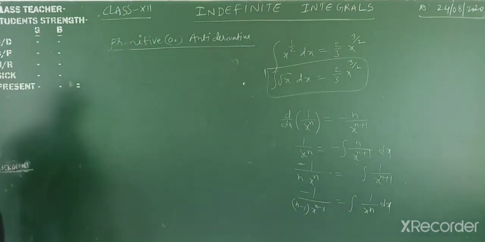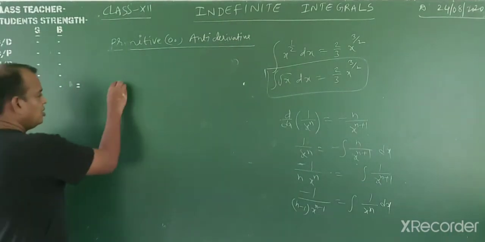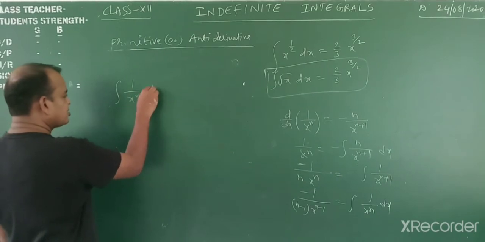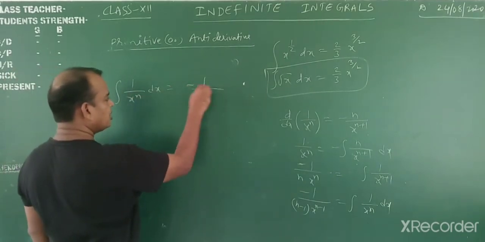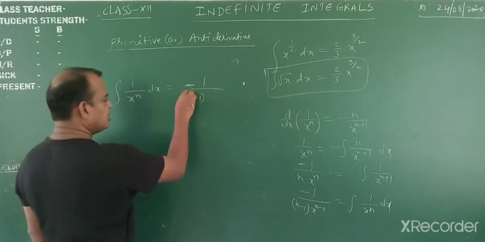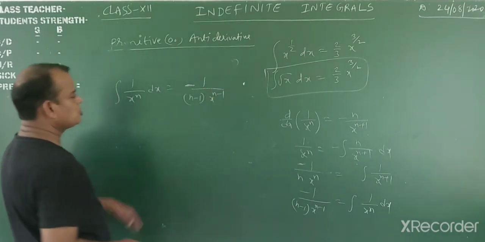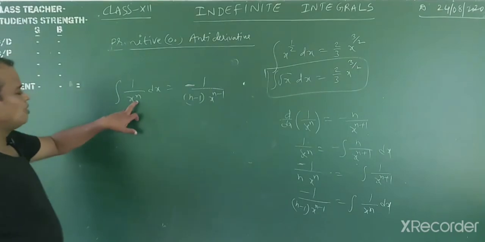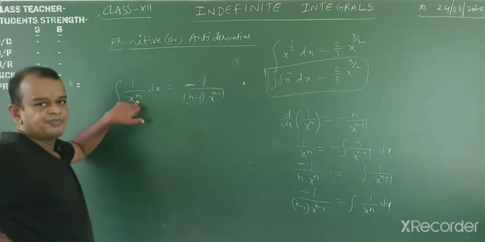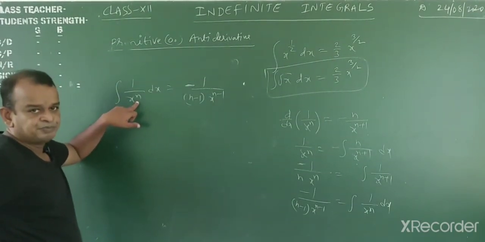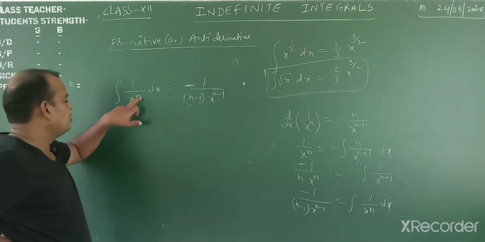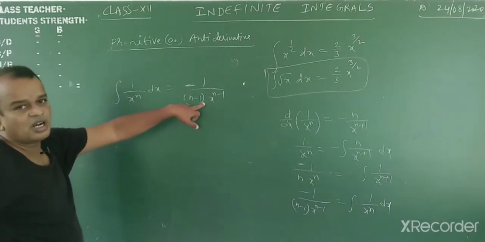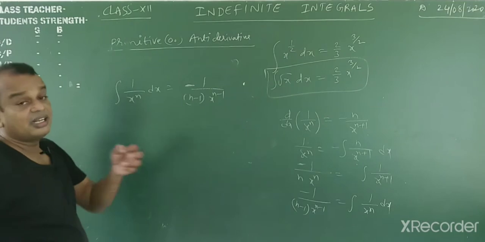Don't confuse, my dear students. Now the integral of 1 by x^n dx is equal to minus 1 by (n minus 1) into x^(n minus 1). Suppose you neglect the minus, that means 1 minus n. No problem at all. Suppose n value is 1, what happened? It is not defined for n value 1. n is greater than 1 here. If n is 1, then 1 minus 1 is 0, and something by 0 is not defined. That means n is greater than 1.